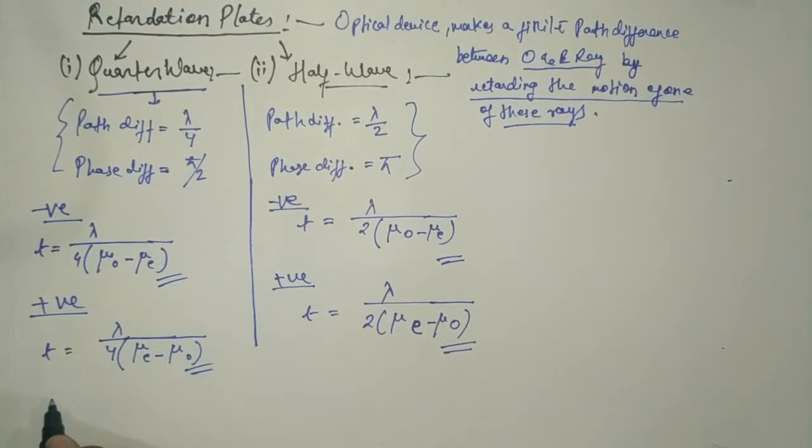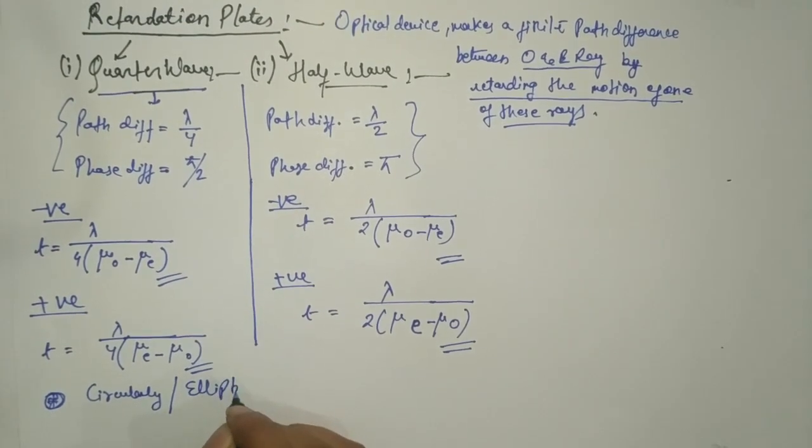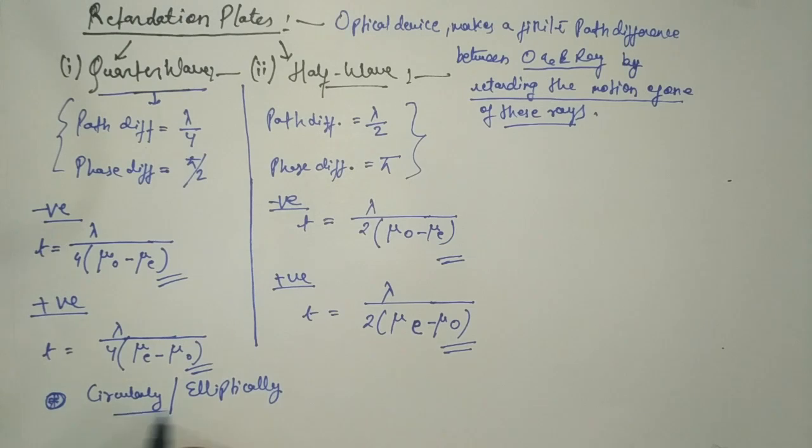Also, an important use of quarter wave plate is that it is used to produce circularly or elliptically polarized light by placing them in the path of a plain polarized light. This is the use of quarter wave plate.